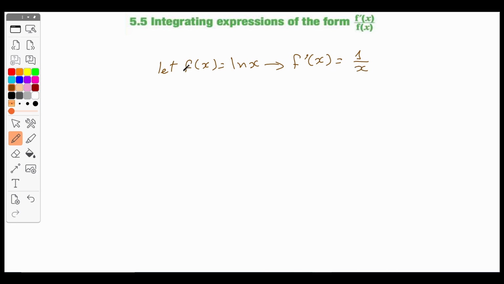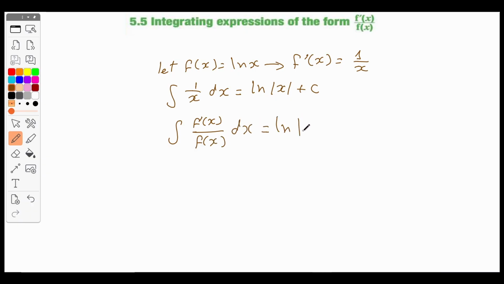So if we go in the inverse way, if we integrate 1 over x dx, the integral of 1 over x dx is equal to ln of the modulus of x plus c. And the integral of f prime of x over f of x dx is equal to ln of the modulus of f of x plus c. This rule we are going to study today.